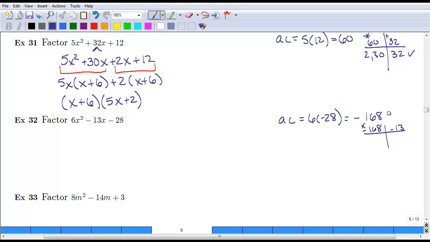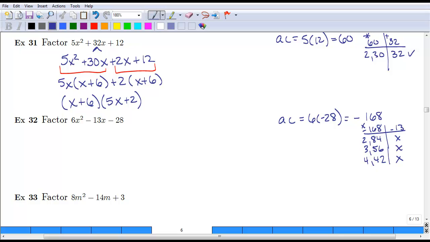So again, you can go through. 1 and 168 is not going to work. So let's try 2 and 84 in this case. That's not going to work. 3 divides in. If you do 3, you get 56. 3 and 56 is not going to give you negative 13. 4, you can be checking these on your calculator. 4 and 42 is not going to give you the negative 13.